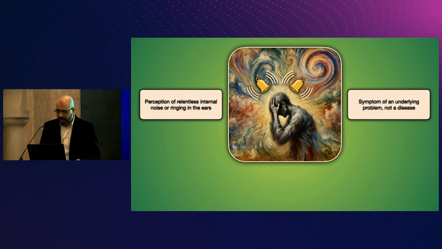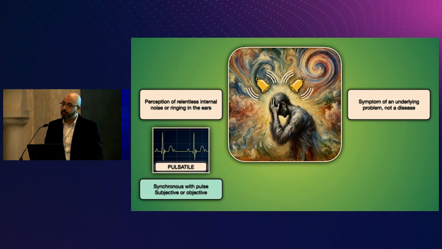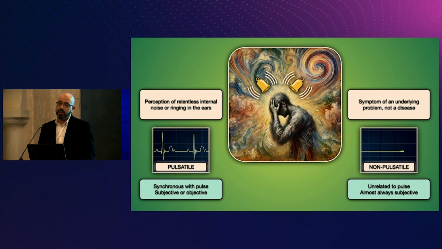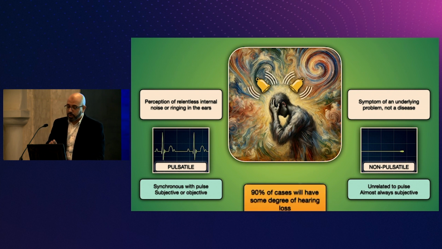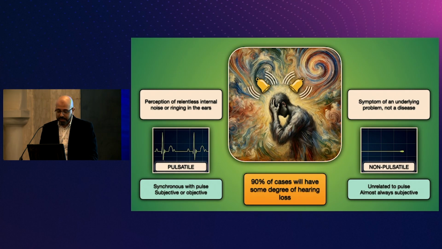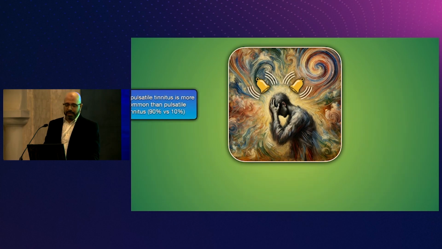problem is. It has two types. We can have pulse-style tinnitus, which is synchronous with the patient's pulse, and it can be subjective or objective. On the other hand, we have the non-pulse style or the continuous tinnitus, which is unrelated to the pulse whatsoever, and it's almost always subjective, only heard by the patient. Very important to note that in about 90% of the cases, these patients will have some degree of hearing loss on the same side.